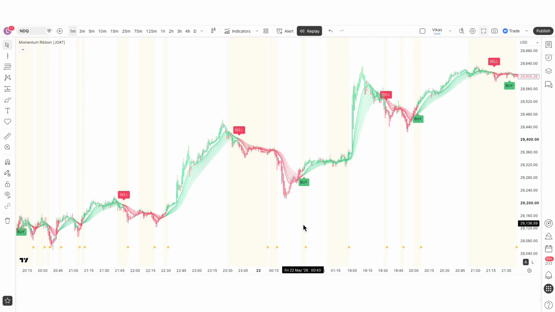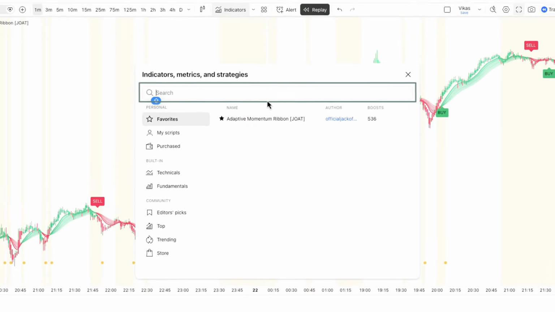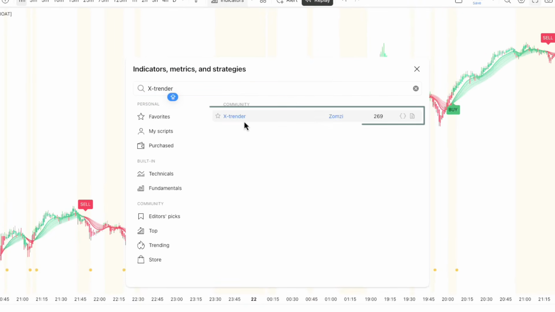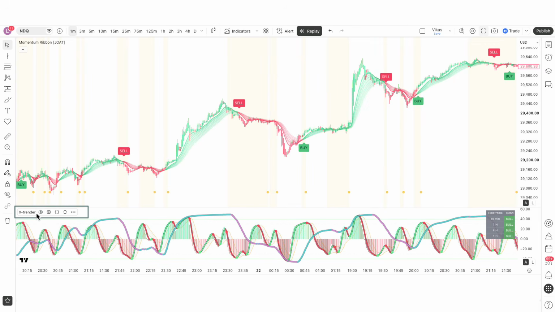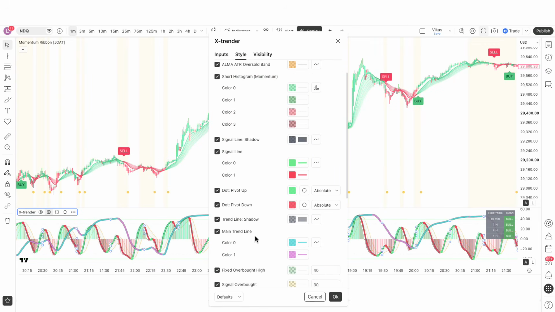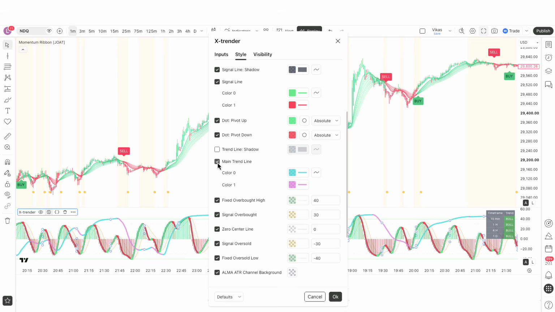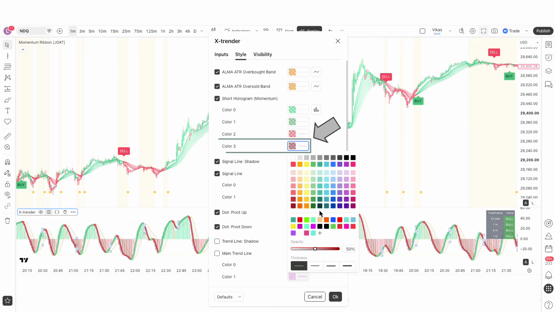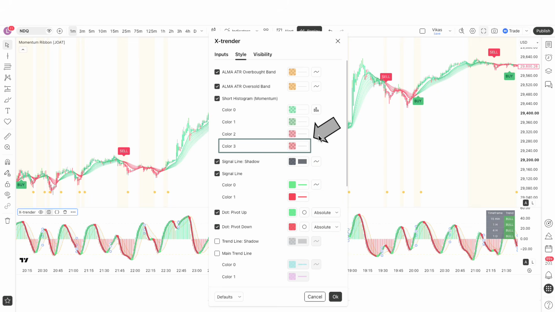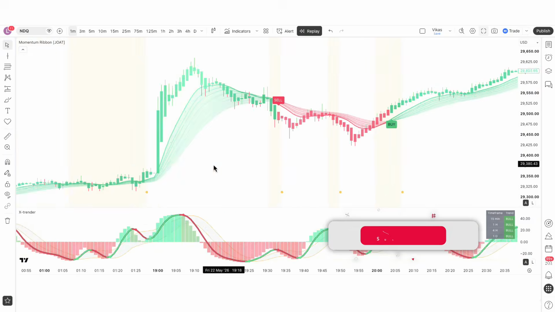Now we'll add one more indicator to make this strategy more powerful. Let's go to the indicator search, type Xtrender, and select the one called Xtrender, created by Zomzil. Now let's access the settings of this indicator so we can modify it to suit our strategy. If there are any options you wish to hide, do so to keep the chart clean and easy to read. Change short histogram color 1, green to dark green. Change short histogram color 3, dark red to light red. Finally, click OK. Our complete trading setup is now ready.